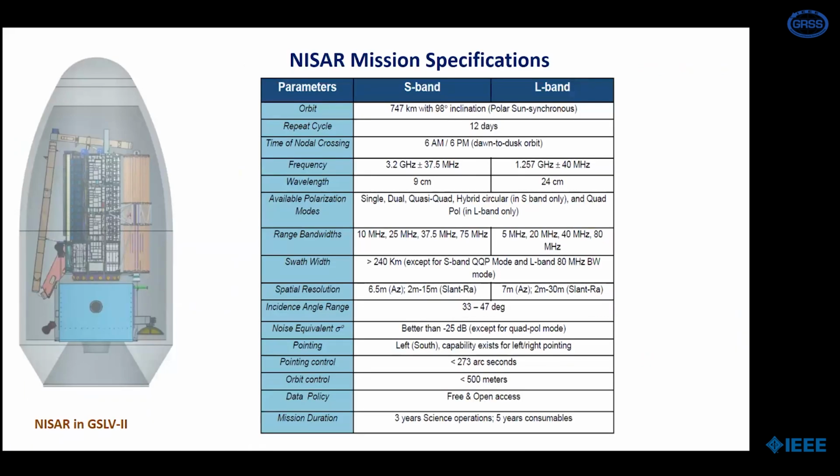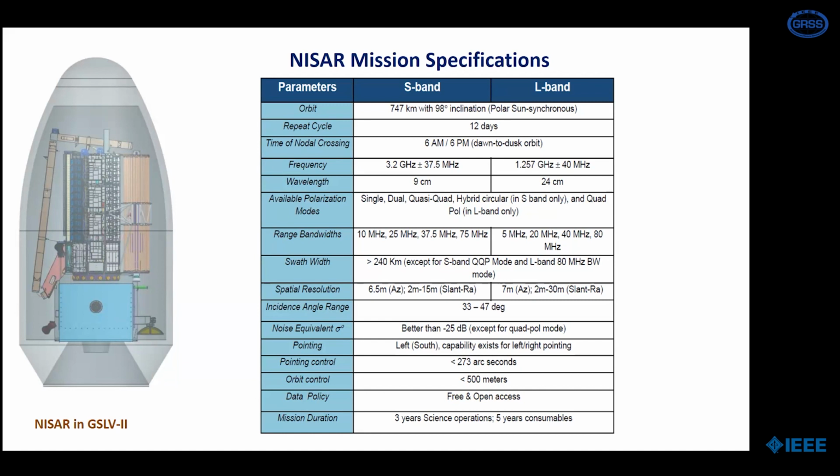So you can see that picture, how it will be in the GSLV in the stowed condition, NISAR. The orbit is around 747 kilometers, polar sun synchronous, so that you can have more global coverage, and the repeat cycle is 12 days. As I said, it is 6 a.m., 6 p.m. The L and S band frequencies are available in different polarizations. Here we have different range bandwidths ranging from 10 megahertz to 75 megahertz in the S band, whereas 5 megahertz to 80 megahertz in the L band, so that we have different range resolutions, even though the azimuth resolution is fixed around 6 meters. The swath is 240 kilometers.